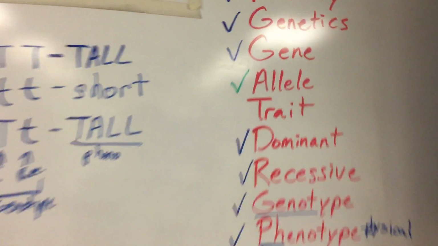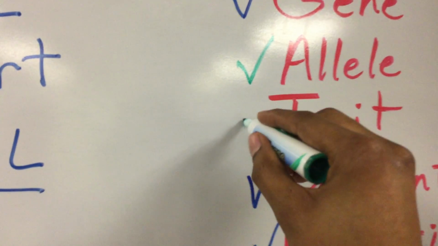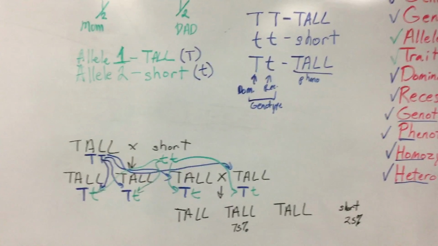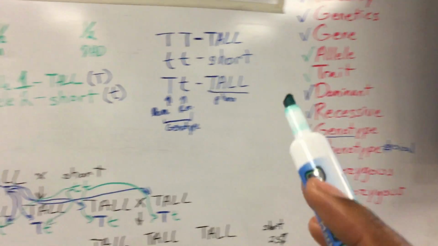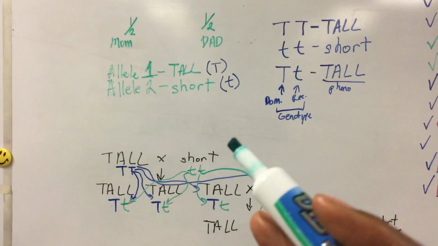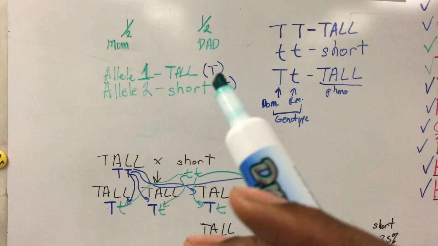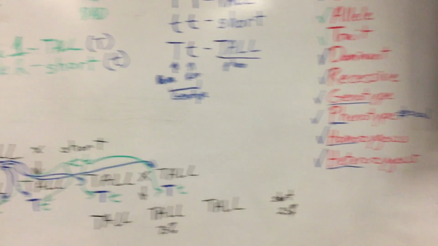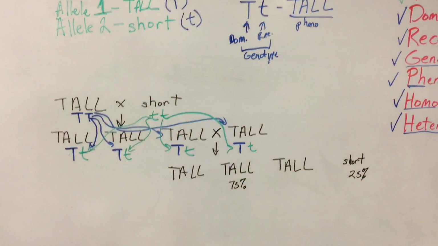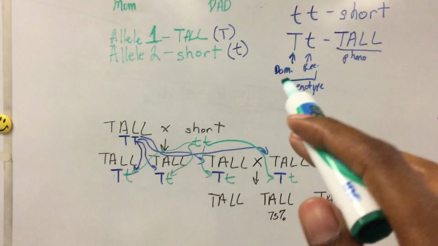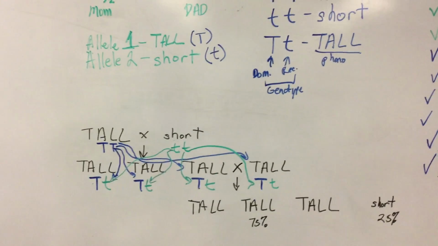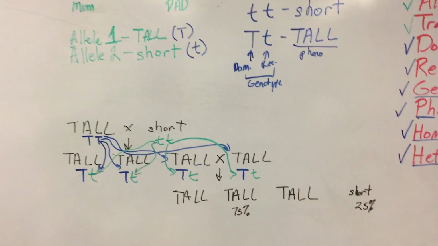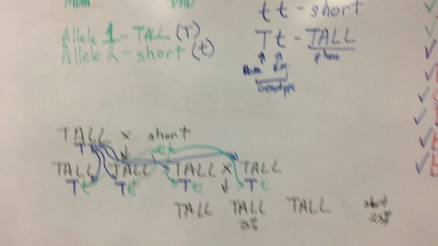Sorry, we did talk about trait because the gene codes for a specific trait. So the trait here that we were looking at was height. And so that was the trait. The trait is a characteristic that is inherited. And so we're looking at the trait. The trait that we're looking at here is height. And we see that there are different alleles that code for height, for the gene that codes for the trait of height. And one allele is dominant and the other one is recessive, and that's what matters.